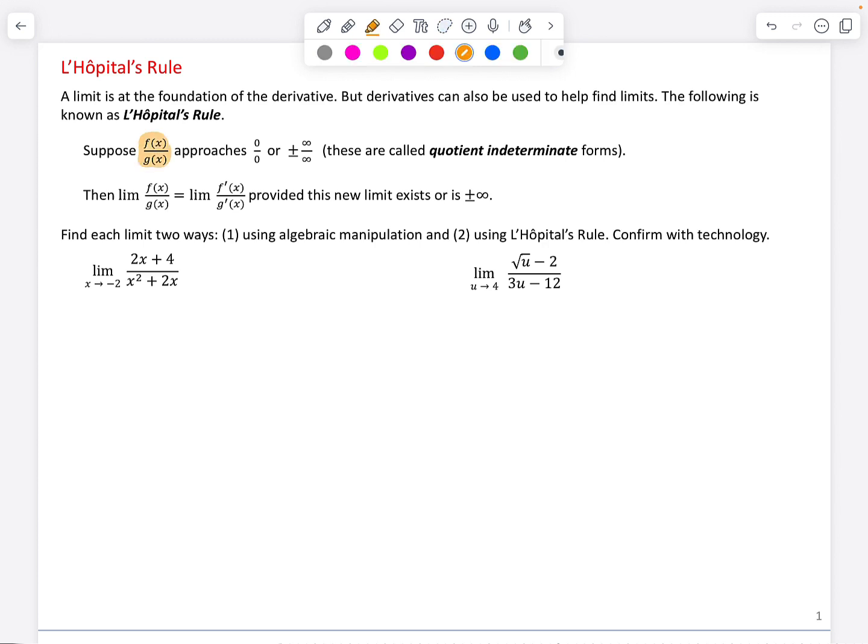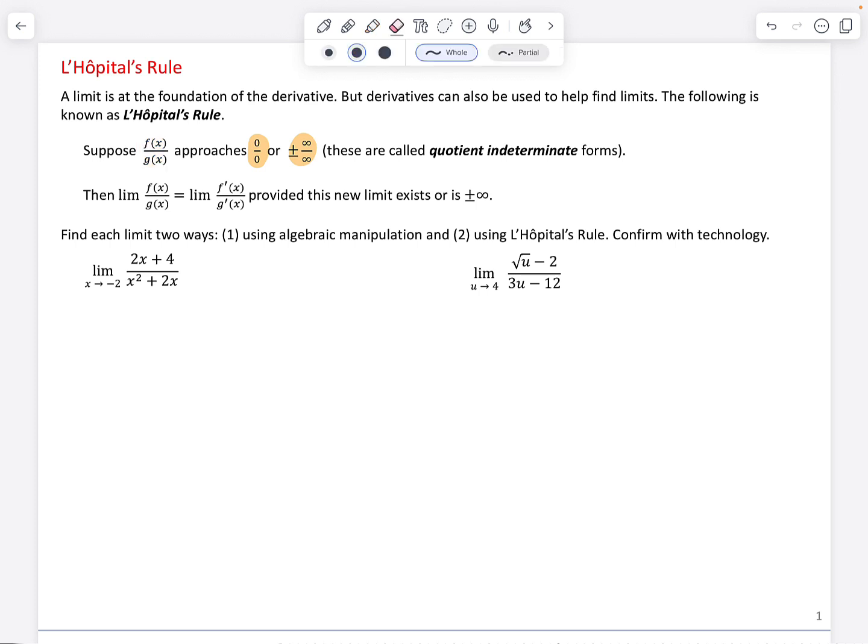Now, suppose you have a fraction or quotient of two different functions, and that this fraction approaches either 0 over 0 or plus or minus infinity over infinity. Now, this could be any kind of limit as x approaches a finite number from both sides or from one side, or as x approaches infinity or negative infinity.